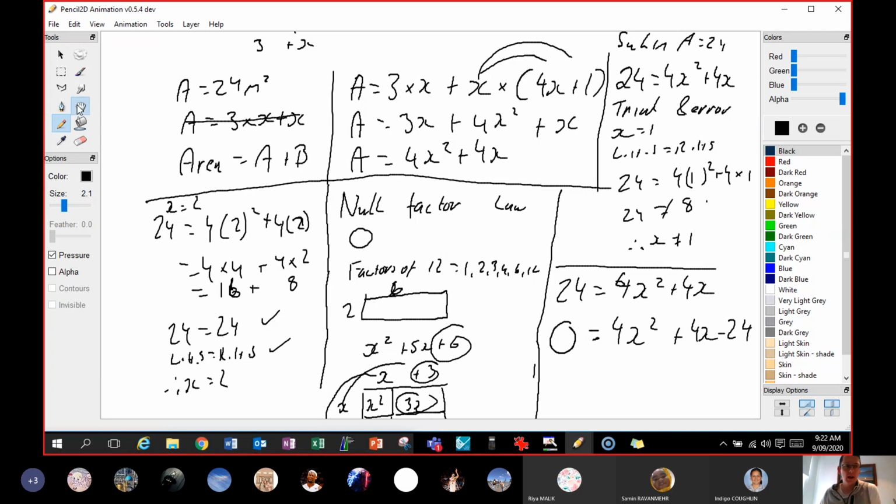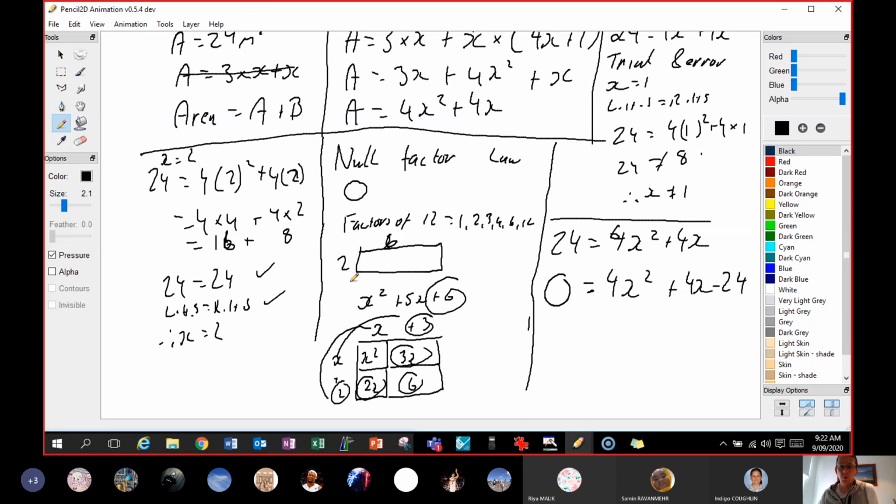And this is why we did all the factorizing, to help you guys with these application questions. If we factorize this, the first thing always to do is take out your common factor. We can take out 4. So we're left with x squared plus x minus 6.